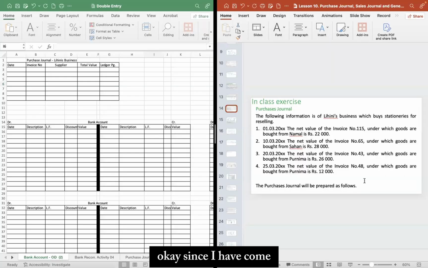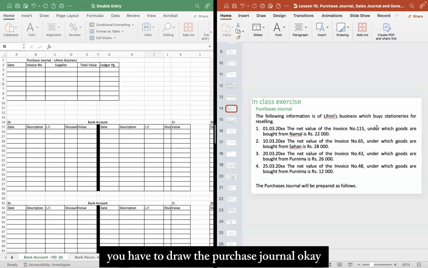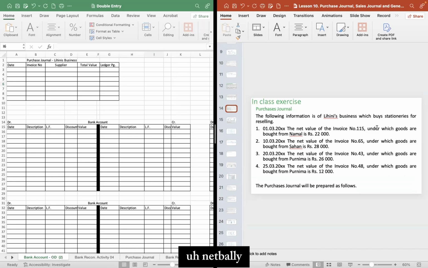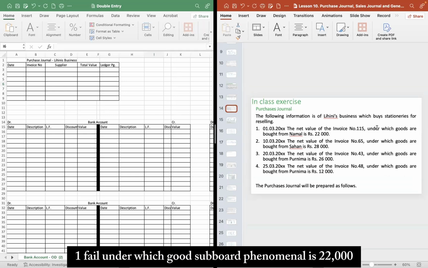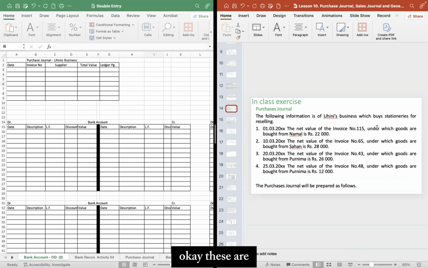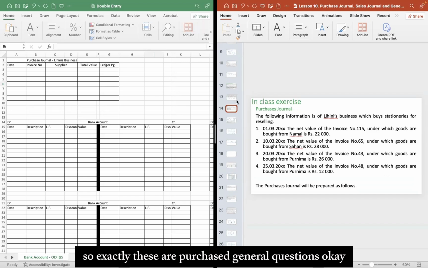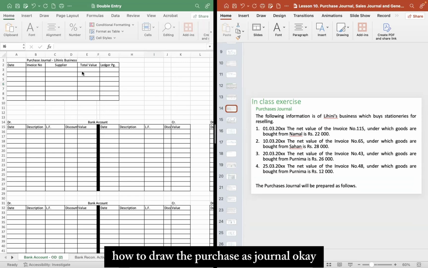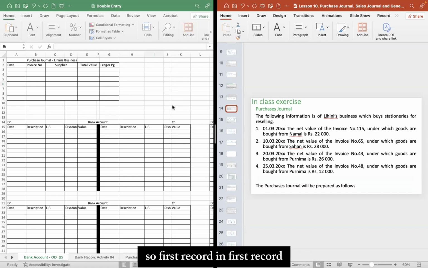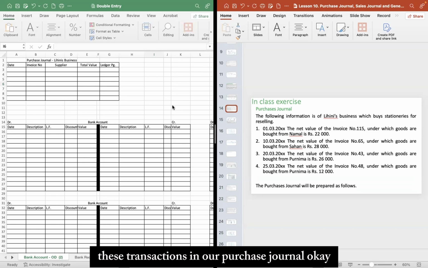Okay, since you have written the question, let's move on. Firstly, you have to draw the purchase journal. Now, looking at this transaction, let's see what it is. Net value on March 1st, the net value of invoice 115 under which goods are bought from Normal is 22,000. Okay, these are purchase journal questions. Firstly, you draw the purchaser's journal. Subsequently we will have to draw ledgers, which I will explain. First record these transactions in our purchase journal.